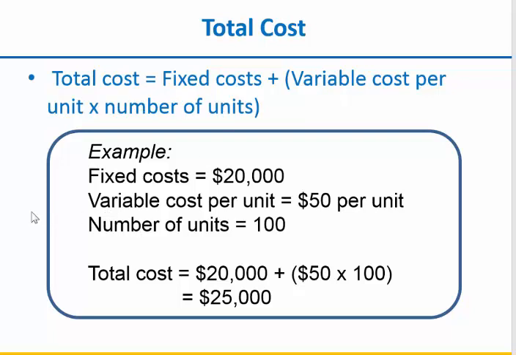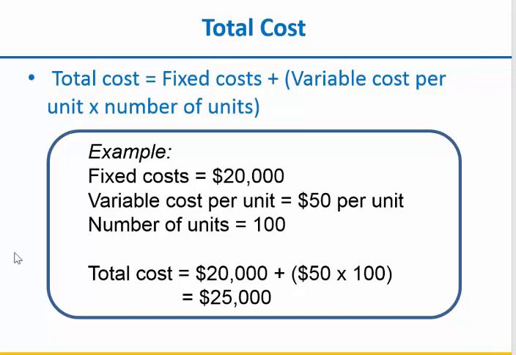In this case, the total fixed cost equals 20,000 US dollars. Then the variable cost per unit is $50 per unit, and there are about 100 units in this business activity. Then the total cost is going to be 20,000 plus $50 multiplied by 100. So $50 times 100 is 5,000. So the total cost is about 25,000. Okay, so that's how you find the total cost.